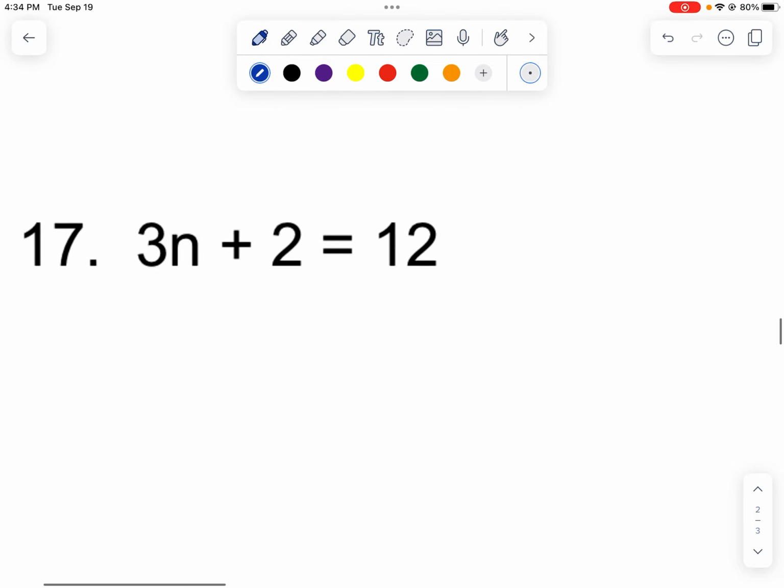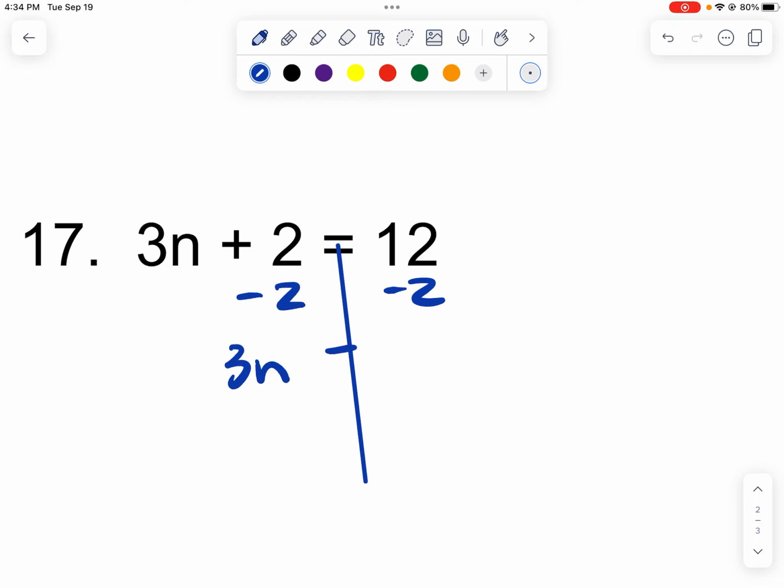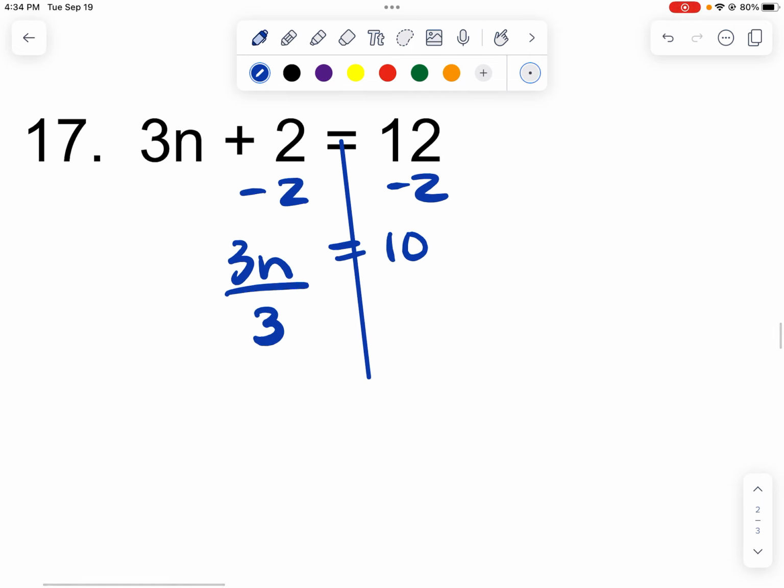Okay, so here I'm going to subtract 2 from both sides. Oops, sorry about that. I'm going to get 3n equals 10. I'm going to divide by 3 on both sides and get n equals 10 thirds.